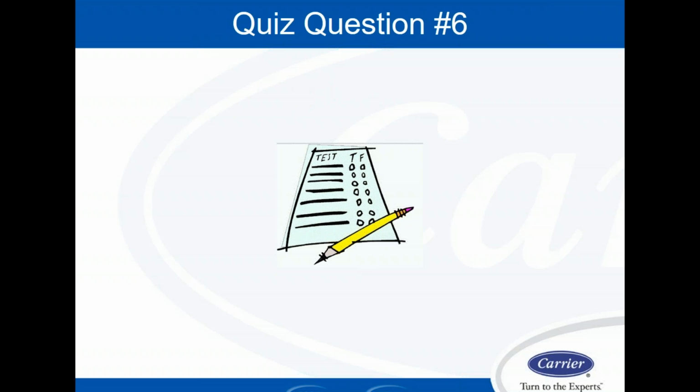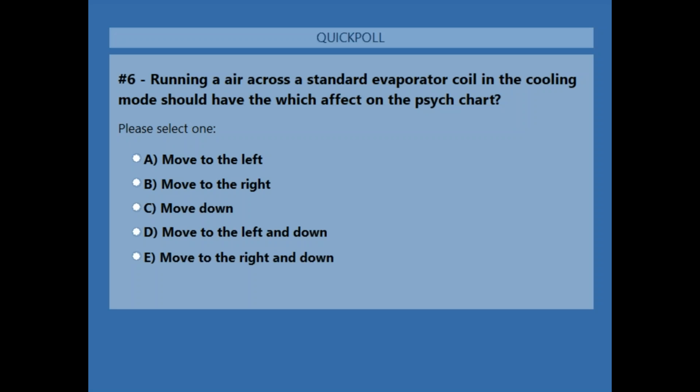All right, let's get quiz question number 6 set up. Number 6: running air across the standard evaporator coil in the cooling mode should have which effect on the psych chart? Move to the left, move to the right, move down, move left and down, move right and down. When that process I just showed you, what direction did we move when we had a standard cooling system with an evaporator coil?